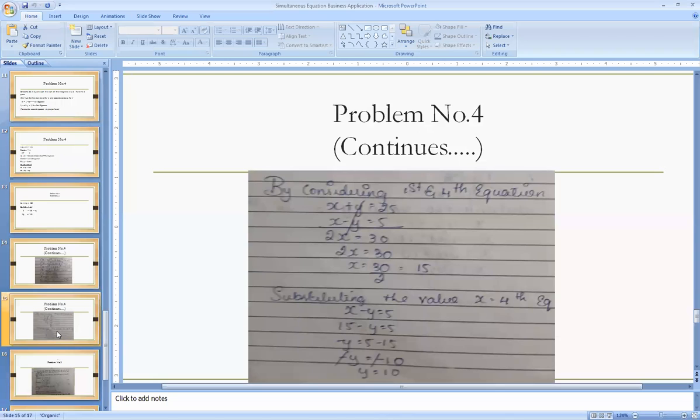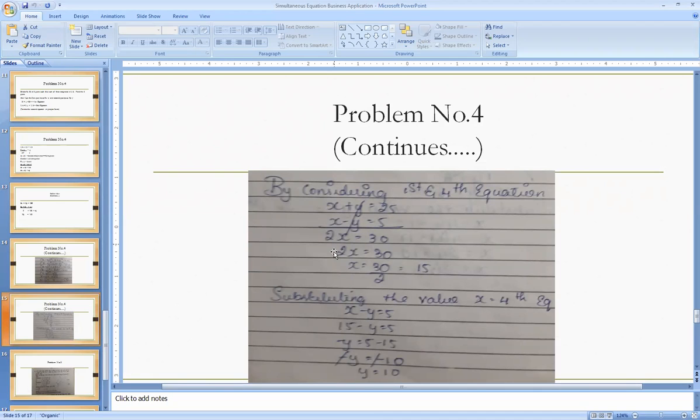Again, what we have to do is consider the first equation and the fourth. The first equation is x plus y equals 25, and the fourth equation, after substituting xy and (x plus y) whole square, is x minus y equals 5. Now we can go for the elimination method. Here there is no need for cross multiplication because they have opposite signs. Plus y and minus y get cancelled.